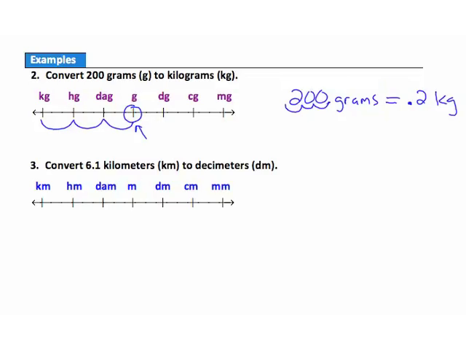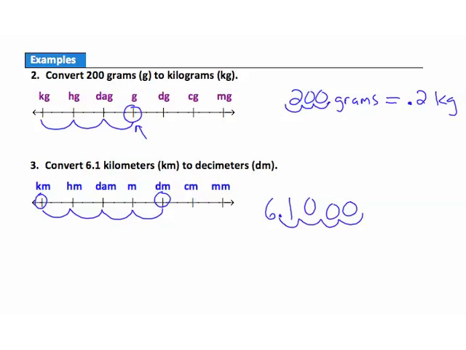Let's take a look at example 3. Convert 6.1 kilometers to decimeters. So let's see. Here's kilometers right here, and I want to move to decimeters, which is over here. So that is 1, 2, 3, 4 places to the right. So over here with 6.1 now, I need to move that decimal 4 places to the right. So I would go 1, 2, 3, 4. Looks like I'm going to have to add some zeros here.